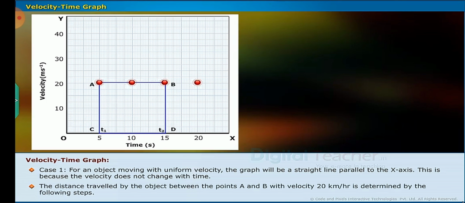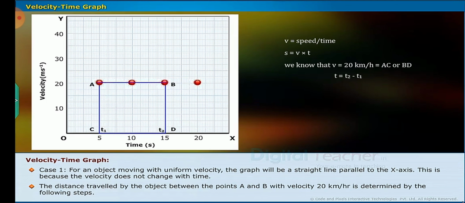The distance traveled by the object between the points A and B with velocity 20 km per hour is determined by the following steps. We know that velocity is the ratio between distance and time. So, distance equals velocity into time. Here, V equals 20 km per hour, equal to AC or BD. T equals T2 minus T1. Therefore, S equals AC into (T2 minus T1), which equals AC into CD. S is equal to the area of the rectangle ABCD.